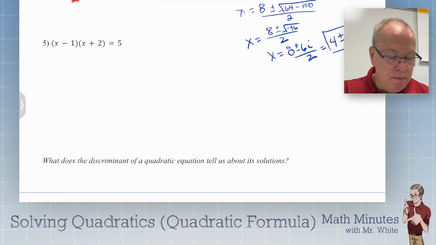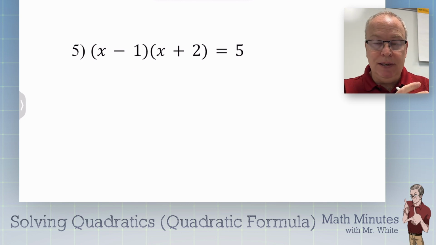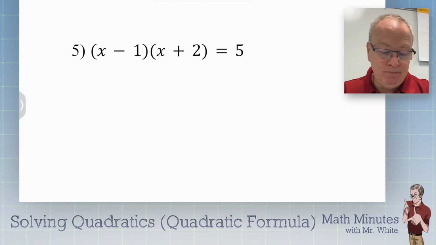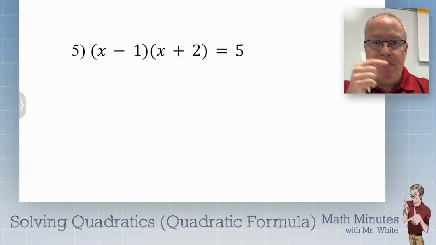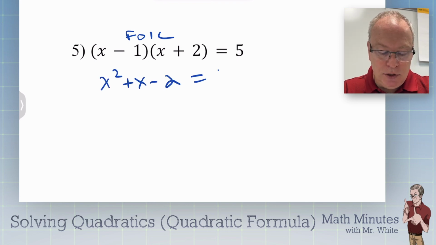We've got one more question here. How would we do this? This is a quadratic equation. It's got a left side, right side. There is an x squared in it. It's just hiding. So what do we do? We want to move the 5 over, but not yet. We have to FOIL this out, or you can use the box method if that's what you prefer. x squared plus x minus 2 equals 5.